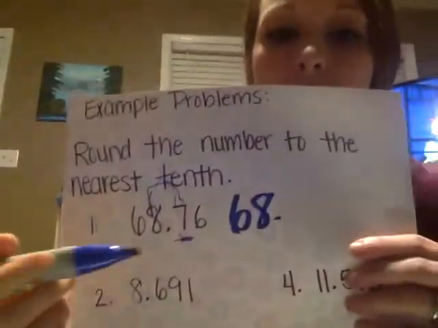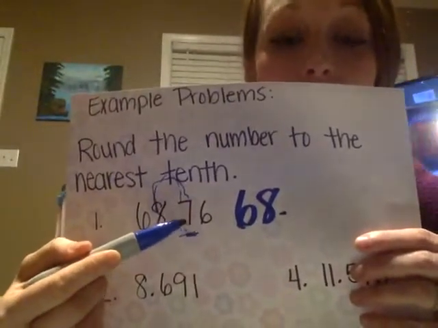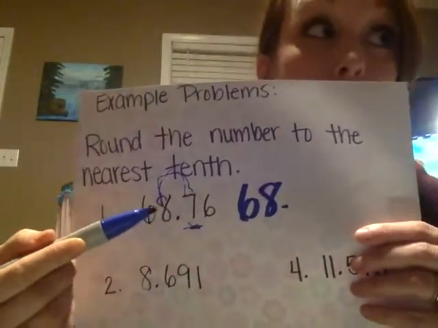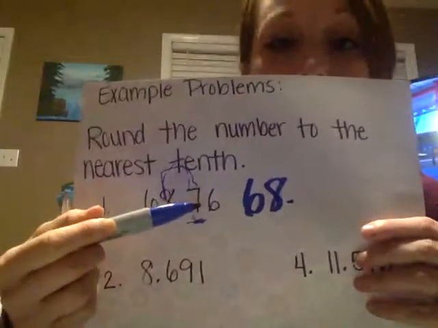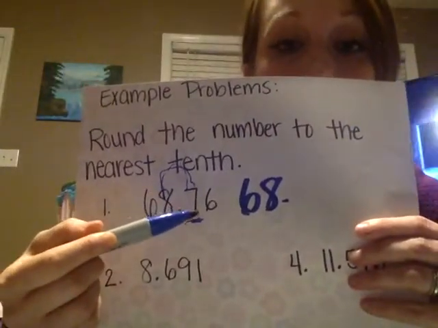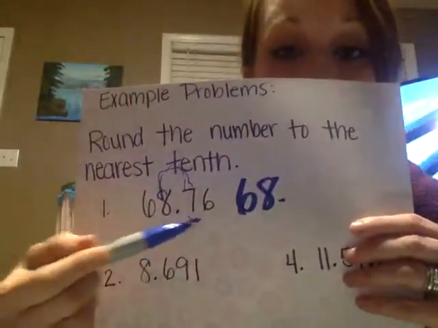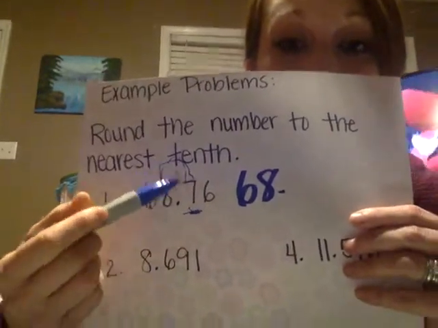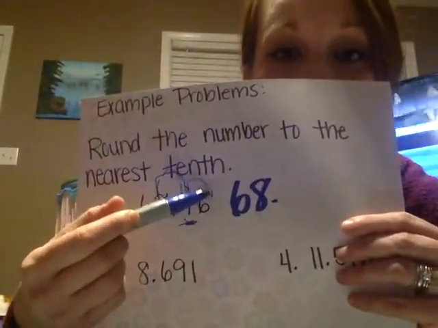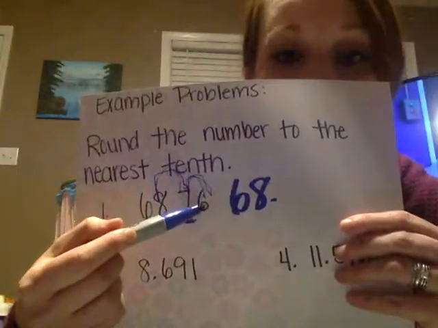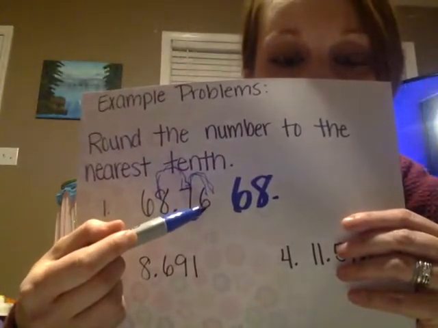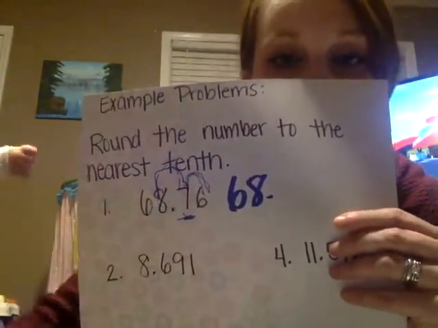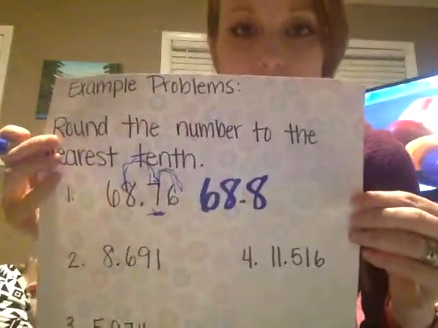So this was 5. If you have 5 or more, I raise the score. So this 7, right? I'm sorry, I went the wrong way with this because I'm trying to use the camera. The 6 right here is 5 or more. So this is going to bump my 7 up to an 8. So my answer would be 68 and 8/10.